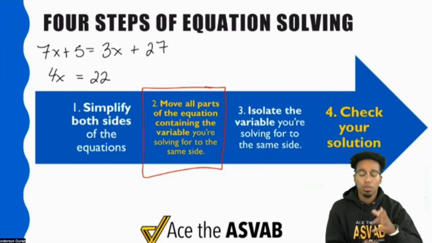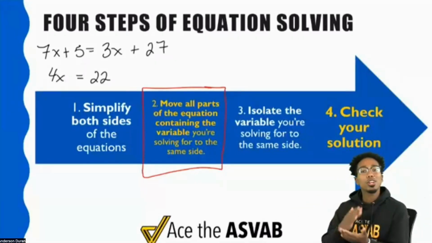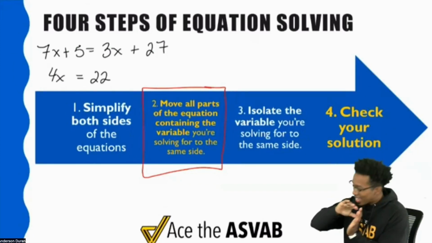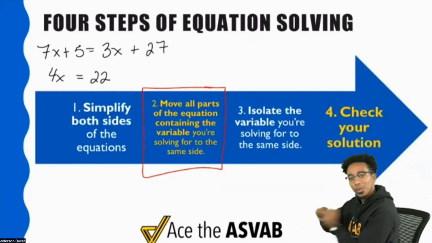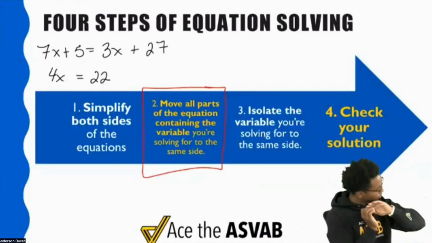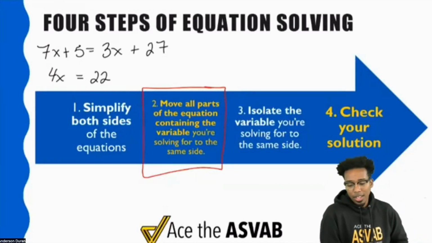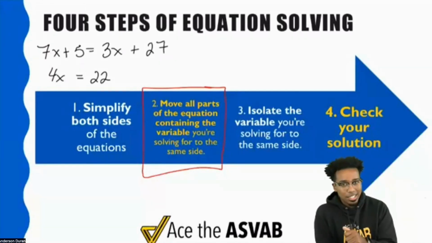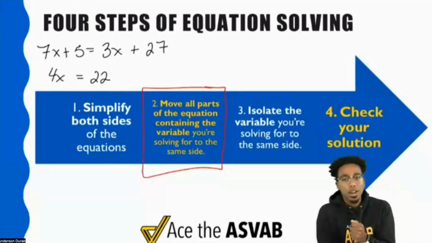The first thing, or the second thing technically, you should be looking to do is to get the variable by itself. And you do that by getting anything with a variable on one side, anything that's just numbers on the other. And don't worry about how we're going to do it, because I'm going to teach you that, but just know that that's the idea, isolating the variable.